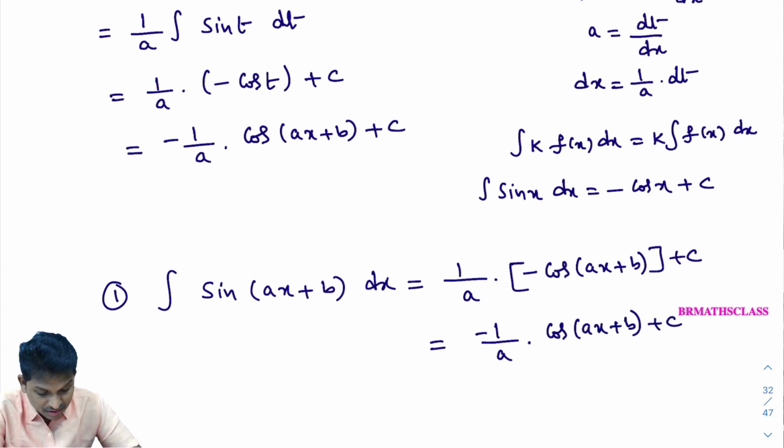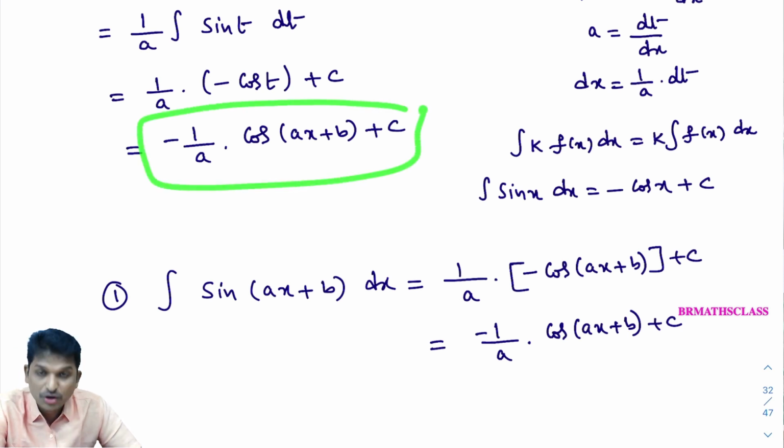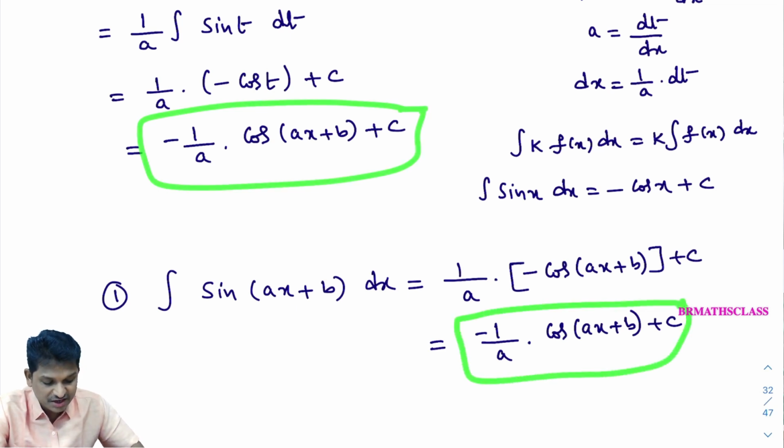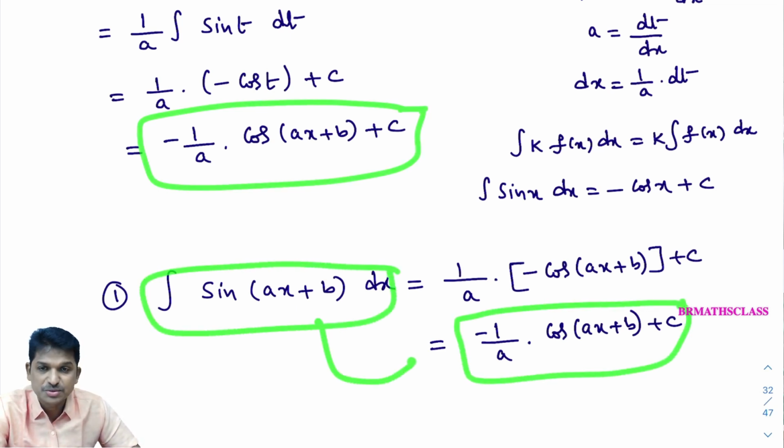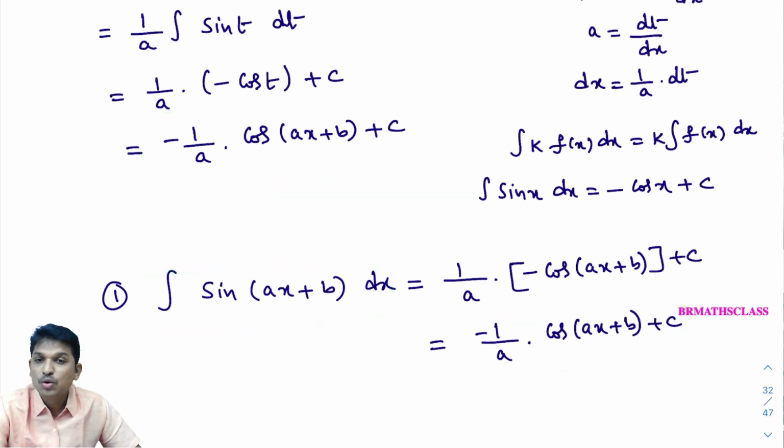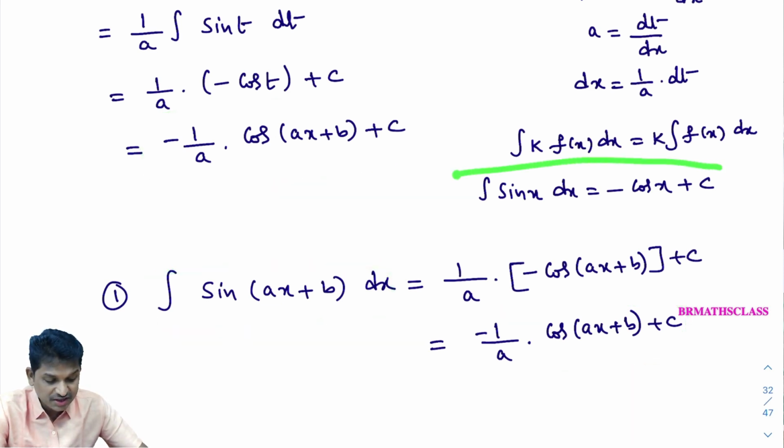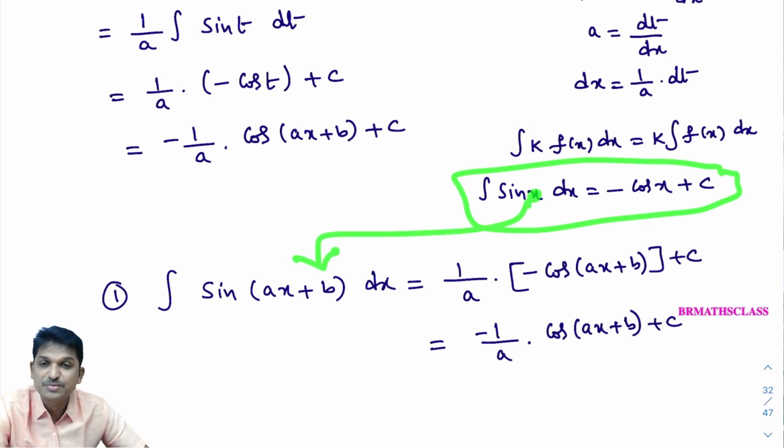You observe the answer we got when I did it by the substitution method: minus 1 by a into cos of ax plus b plus c. Here I did not use the substitution method, directly I used the trick. What is the trick? In all 19 formulas you learned in the first class, in place of x, if ax plus b is present, then its answer starts with 1 by a, that is 1 by x coefficient. Remaining all will follow from the formula.